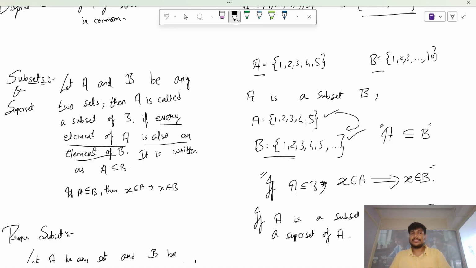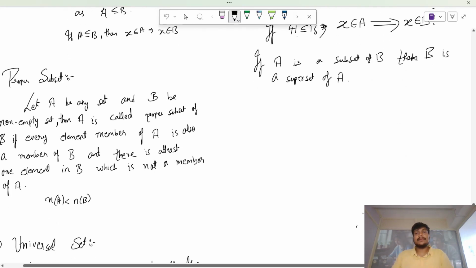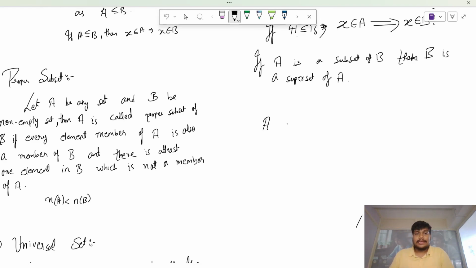What is the difference between subset and proper subset? Let's try to see that. When I say A is a subset of B, I mean that every element of A is also an element of B. But now, when can I say A is a proper subset of B? If I want to say A is a proper subset of B, then what is the condition that has to be followed? Let's try to see that.